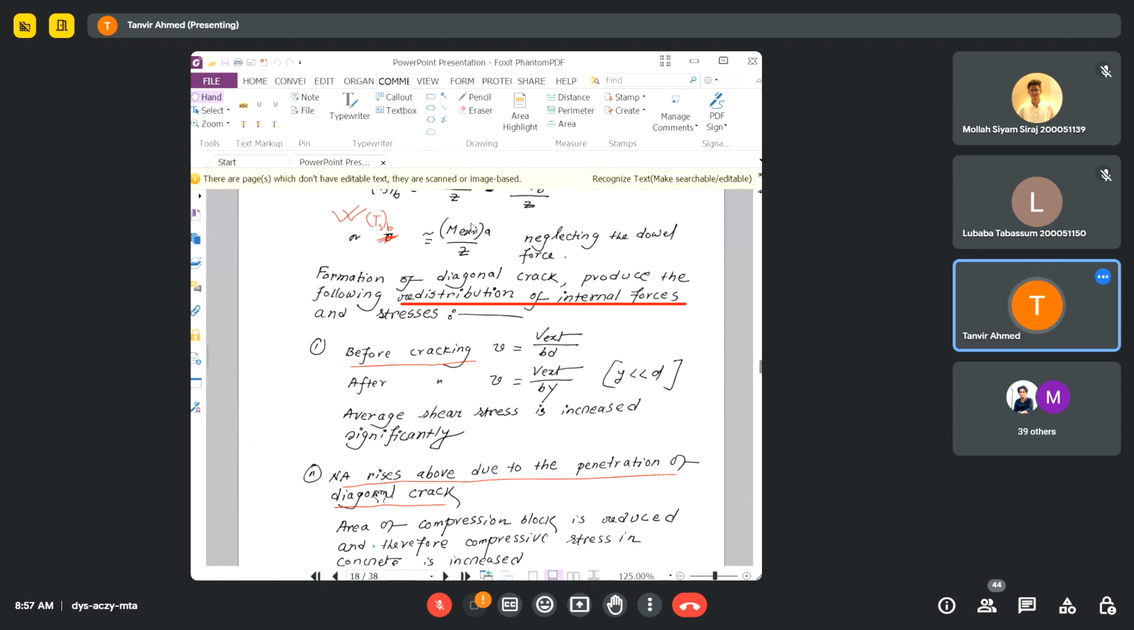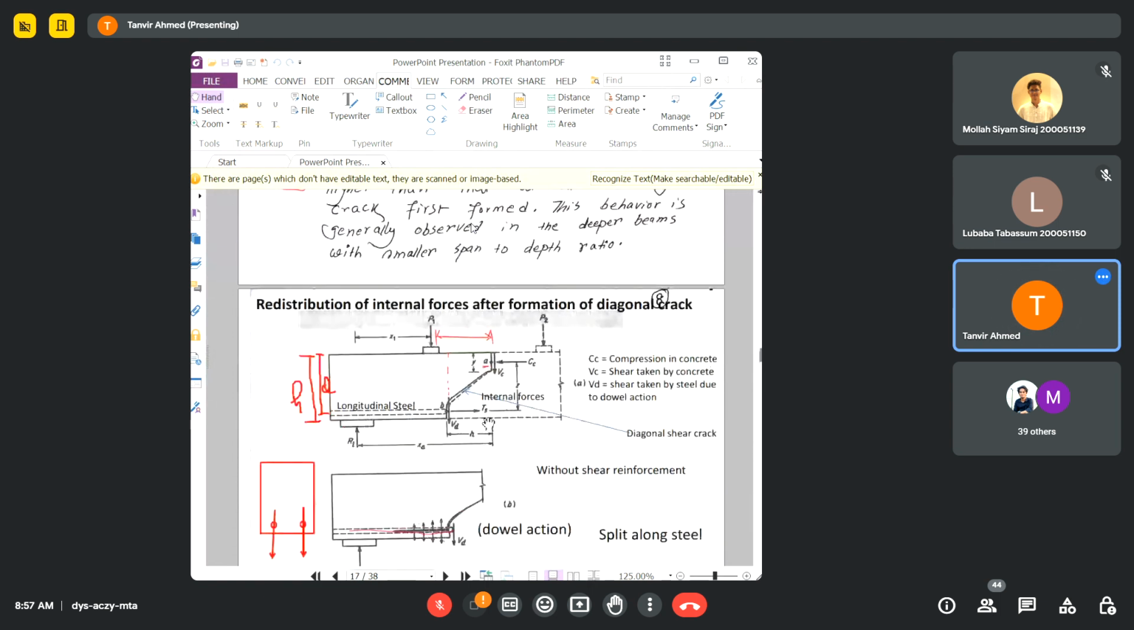And the other thing is the neutral axis. The neutral axis will also move upward because of the crack. What will happen? The compression block will become narrower. The depth of the compression block is now Y. So if the crack propagates further upward, the depth of the compression block will again reduce, and that's why the neutral axis will also move upward.